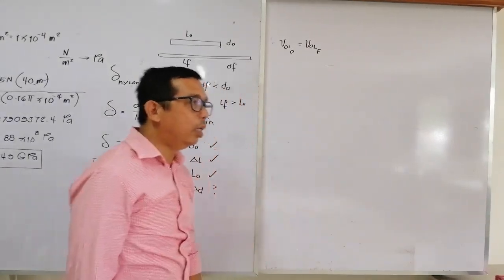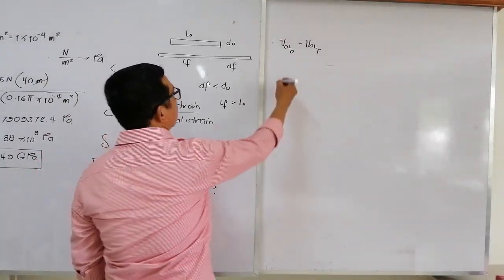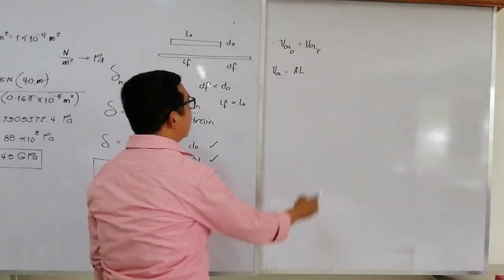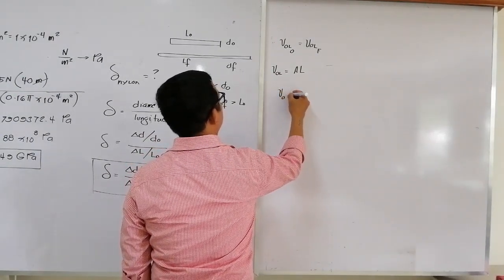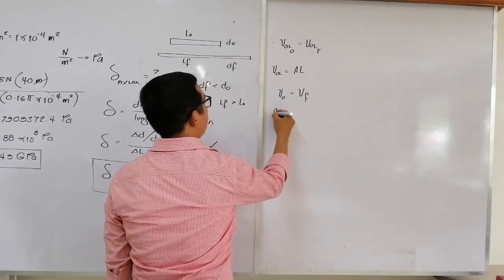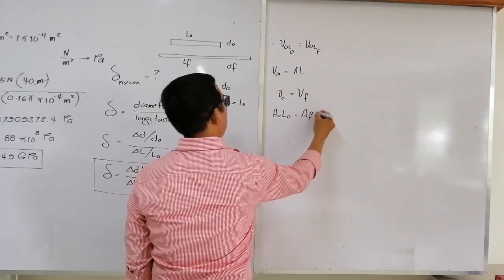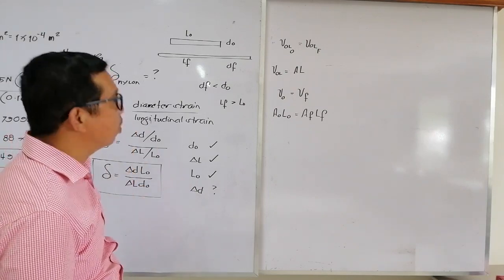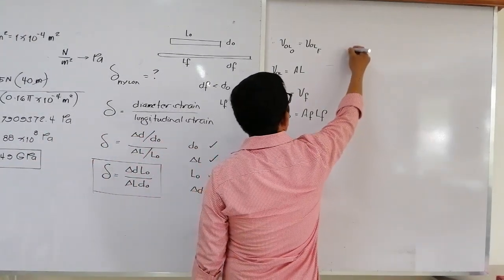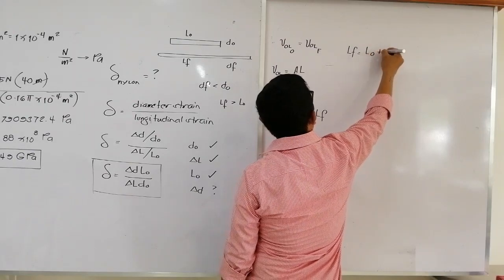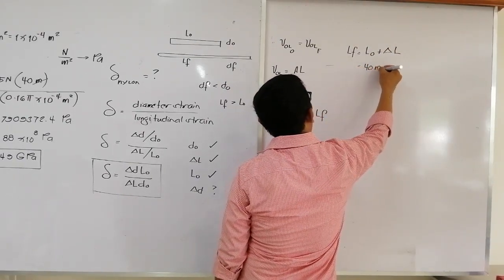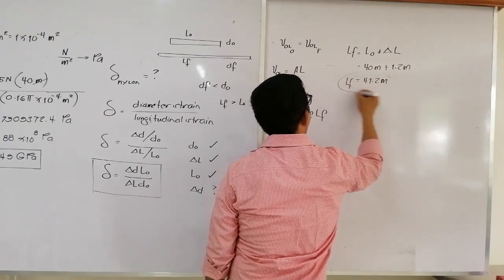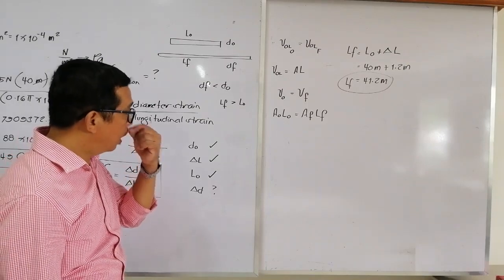So, knowing na ang formula ng volume would be area times length, ang mangyari dyan ay volume original is equal to volume final. Ganyan. Now, kailangan natin ang final length. Ang final length ay original length plus the change in length. So that would have to be 40 meters plus the change 1.2 meters. And that would have to be 41.2 meters. Yun yung final length ng rope.